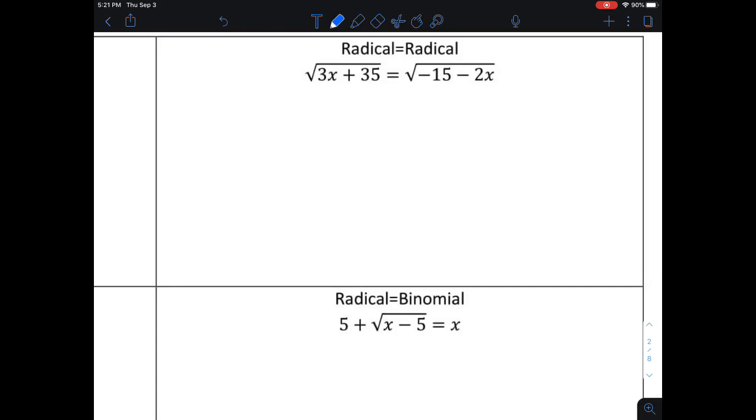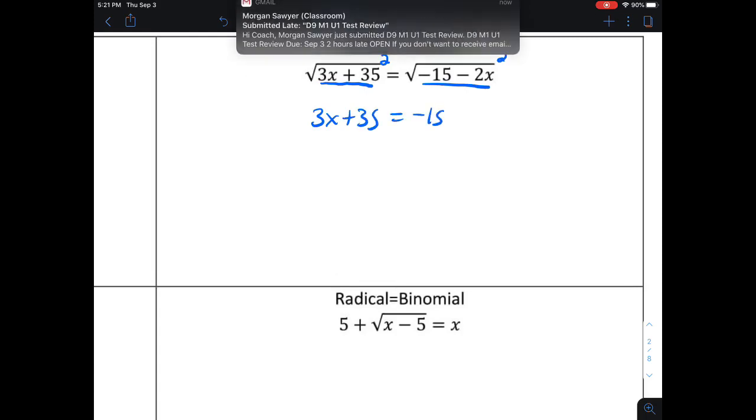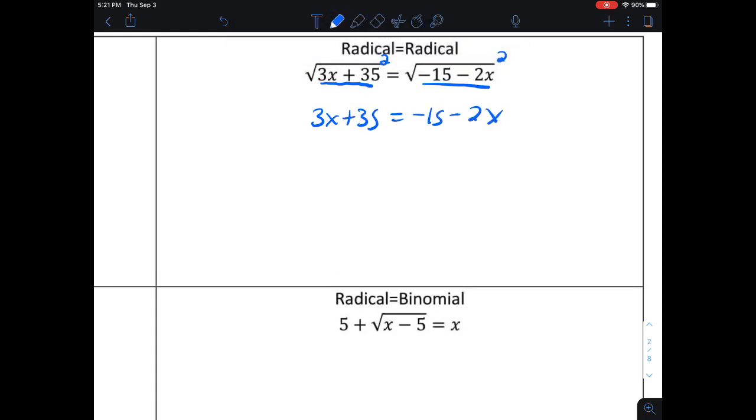If you have a radical equals a radical, since I have the same function being applied to my entire left side as I do the right side, I could either A, just set the insides equal to one another, or B, undo the radicals by squaring both sides. Both methods work here, and so you'd say 3x plus 35 is equal to negative 15 minus 2x, and then solve from there.